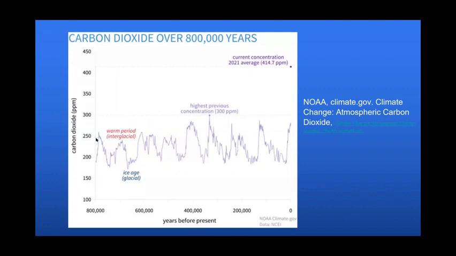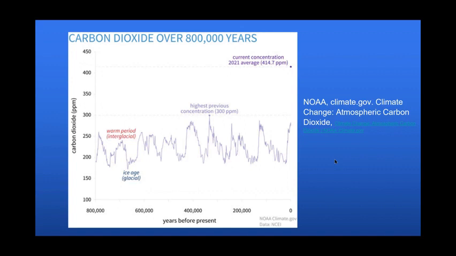In fact, if you look at the last 800,000 years of carbon dioxide concentration, it's gone up and down in different ways. But since the industrial age, we're up, this is a little bit older slide, but we're up at 420 parts per million relative to what it's been over the last 800,000 years. So in geological time, we've really hit this with a big shock here.